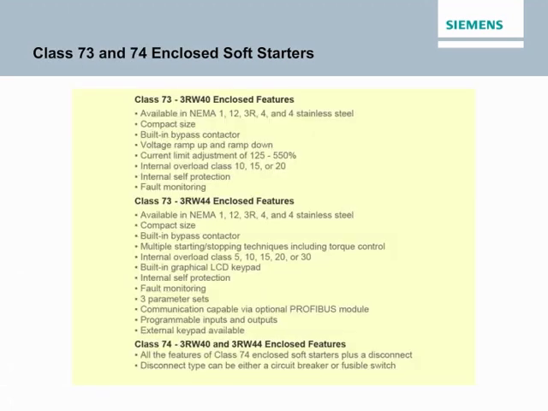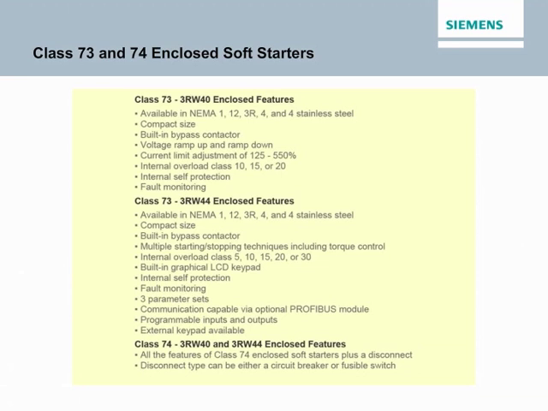Siemens 3RW40 and 3RW44 soft starters are available in standalone enclosed controlled designs for smooth starting and stopping of standard NEMA design B 3-phase induction motors. These pre-engineered designs offer convenience and flexibility in a UL/CSA certified offering.